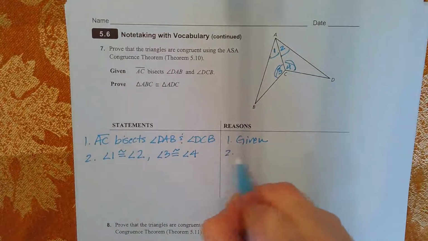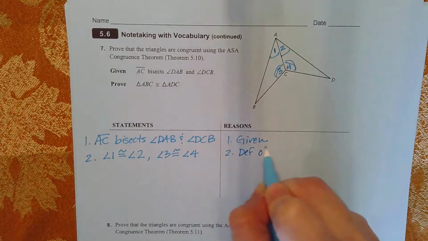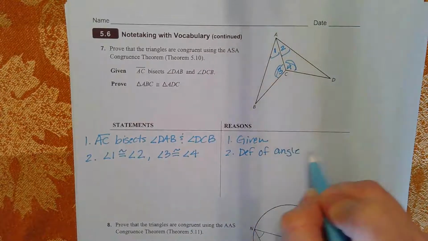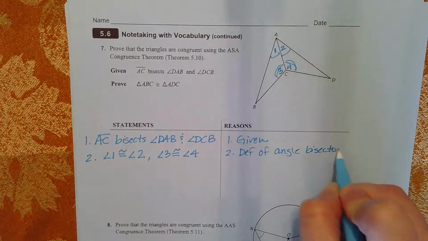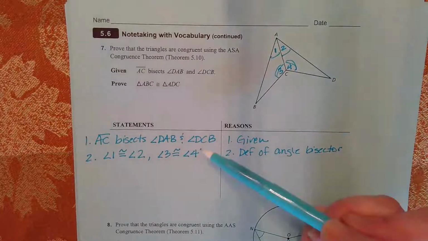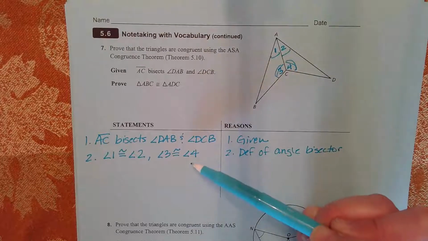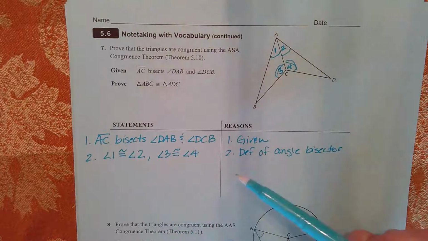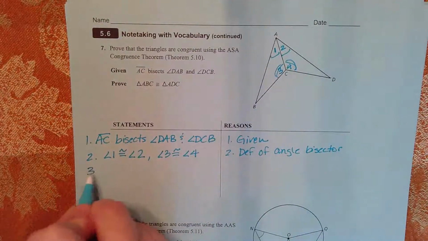And the reason I know this is because of the definition of angle bisector. That's what it means to be an angle bisector. It means that it's bisecting the angle, or cutting it in half. All right, so remember our goals for writing proofs. We look at the given, we use every piece of the given, and now we look for hidden information.